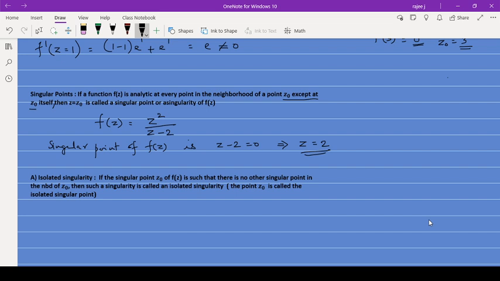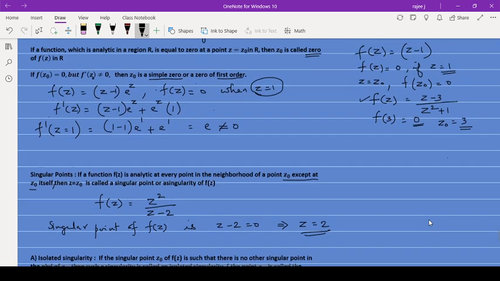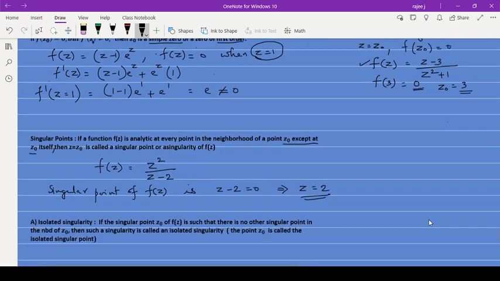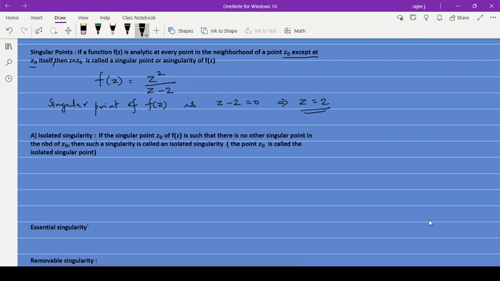Okay, so the point at which the function is not analytic, that is the singular point. So to get the singular point, put the denominator equal to 0. To get the 0, put the numerator equal to 0, or if there is no denominator, just the function itself. Okay, here f of z is z minus 1, so put z minus 1 equal to 0 because there is no denominator there. Then that value will be the 0, and to get the singular point, put the denominator equal to 0. The point at which the function is not analytic is the singular point.